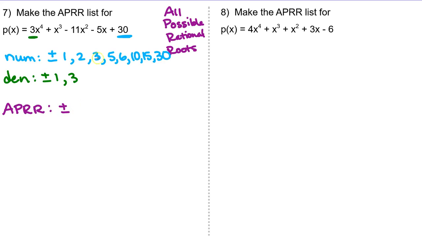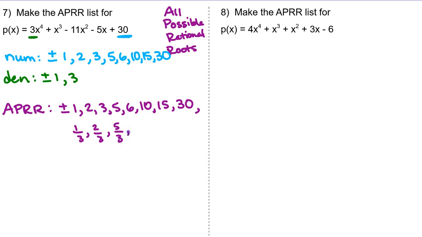So what I do is I put all the numerators over 1, and then I put all the numerators over 3. So putting all the numerators over 1 just gives us 1, 2, 3, 5, 6, 10, 15, and 30. Those are the integers. And now we're going to put them over 3. So 1 over 3, 2 over 3, 3 over 3 we don't need to list because it's just the same thing as 1. 5 over 3, 6 over 3 we don't need to list, it's just the same thing as 2. 10 over 3, we don't need to list. 15 over 3, it's the same as 5, and we don't need to list 30 over 3 because it's the same as 10.